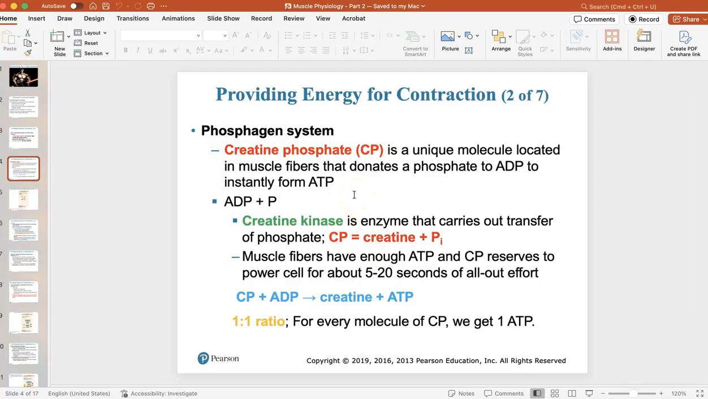Okay, so what do you need to remember here? You need to remember that creatine phosphate drives this. You need to know that creatine kinase splits this molecule down into its individual components, creatine and a phosphate. You need to know that the phosphate is then donated to ADP to make ATP.